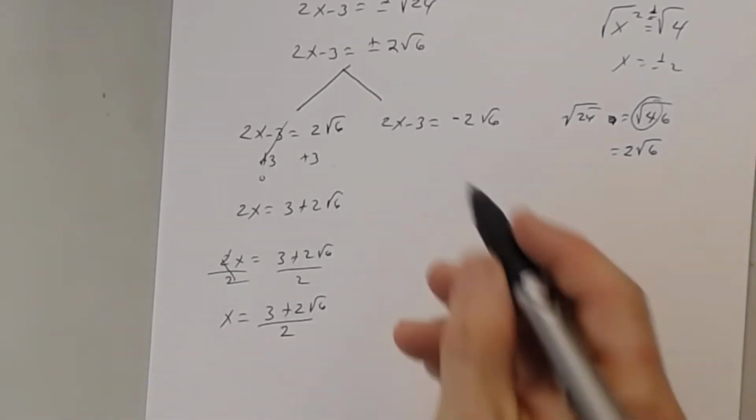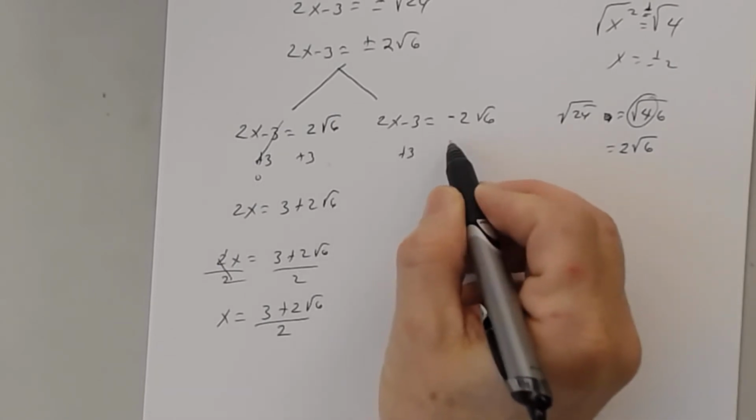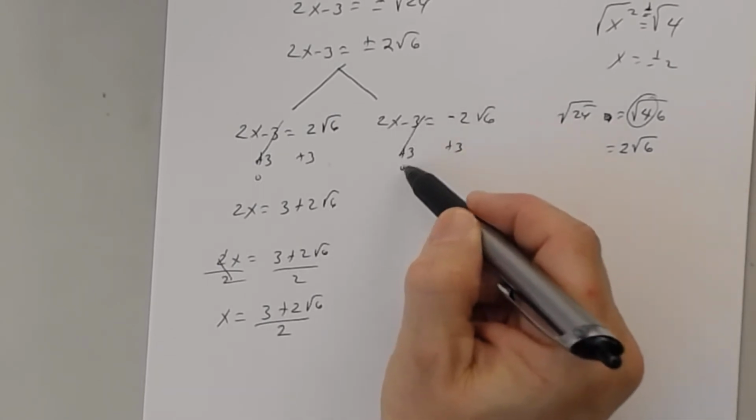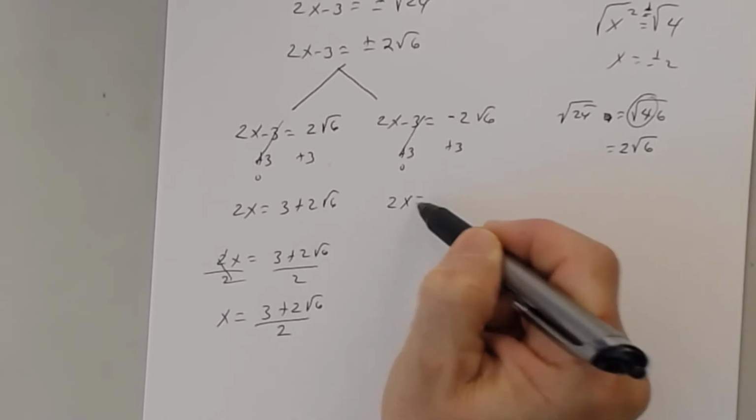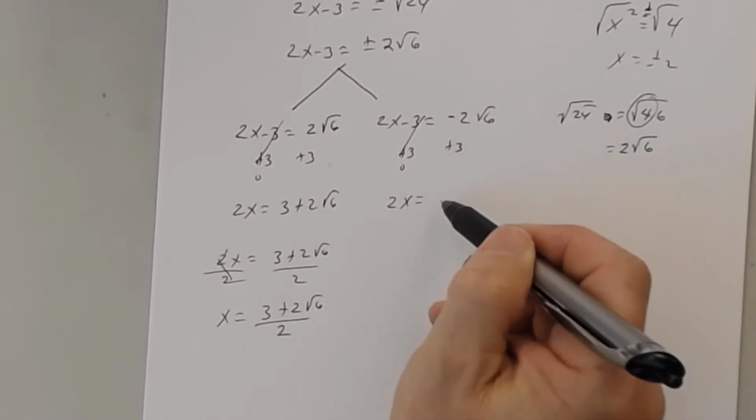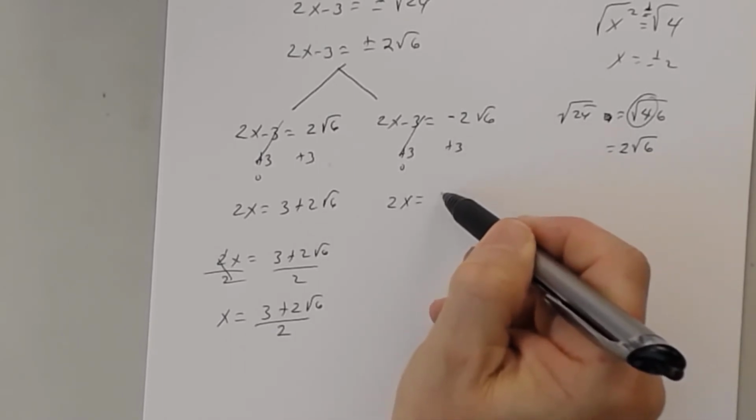Now let's do the other one. So the other one, you're going to do the same thing. You're going to add 3 to both sides. And now you're going to say 2x equals, now how are you going to write this side? Say it again.